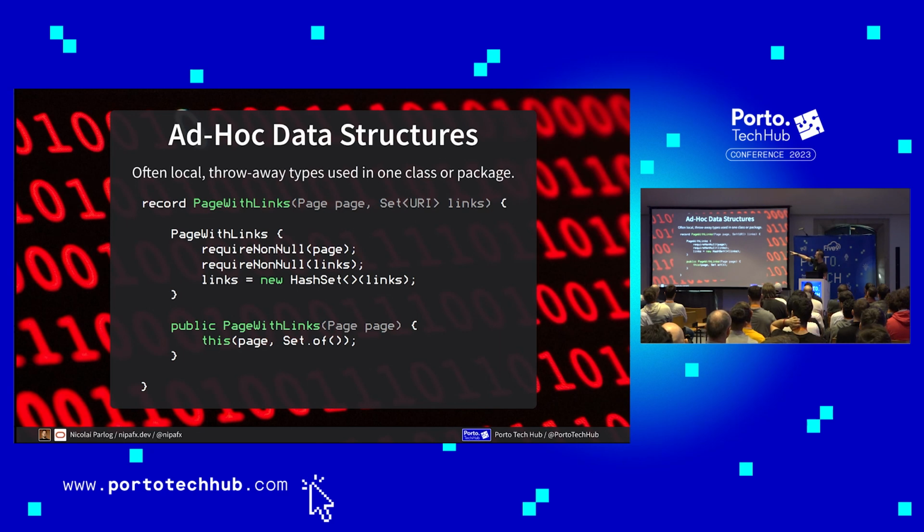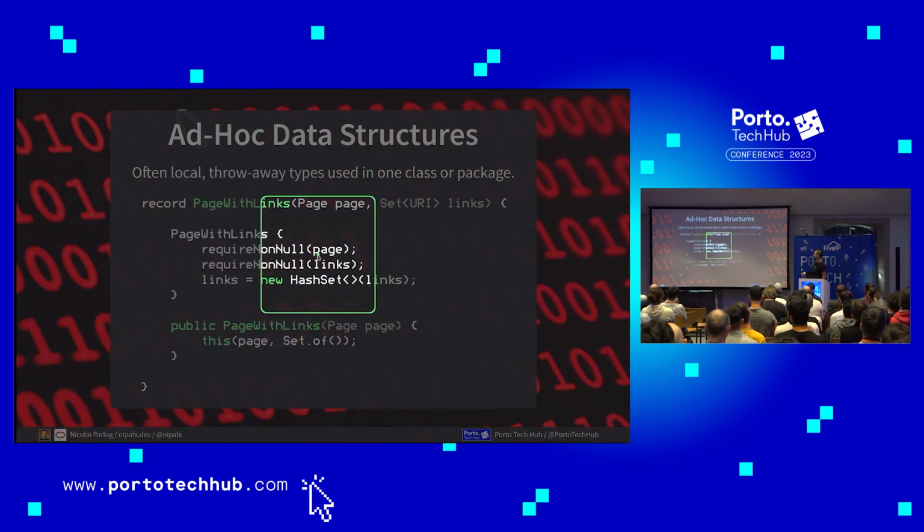I could just have a record Page with links, a page and its links, and there you go. This would be a named tuple. It's a tuple, but it has a good name. The accessors are of course get1 and get2 or something; they're all page and links. And again, I just put in a little bit of extra effort to make sure I don't create false data, like I don't have a null page or null links.